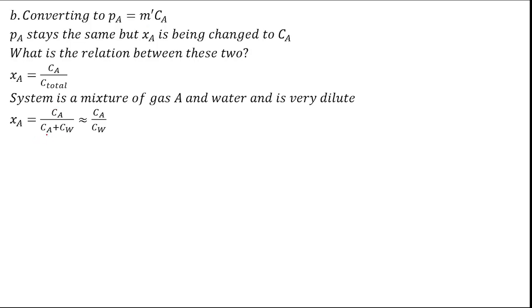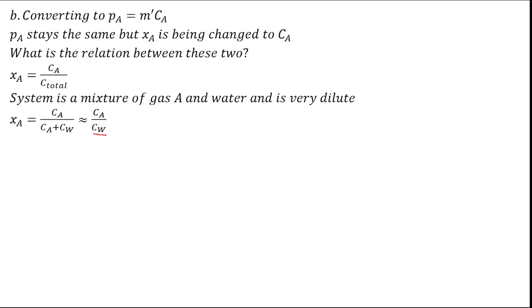So if you're looking for the mole fraction, it's Ca over the total, which is Ca plus Cw, concentration of A plus concentration of W. But we are saying that the solution is so dilute that we can approximate the properties of the bulk solution to be that of water. So Ca plus Cw can be approximated to be just Cw. It's as though the concentration of water is so large that the concentration of A added to it is not really having a significant effect if you look at the total concentration.